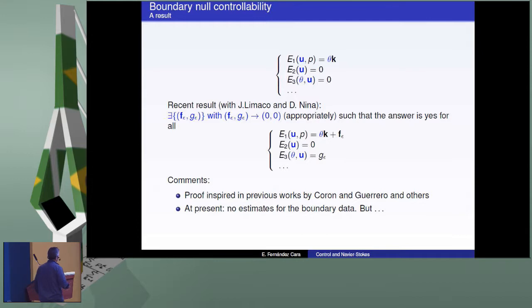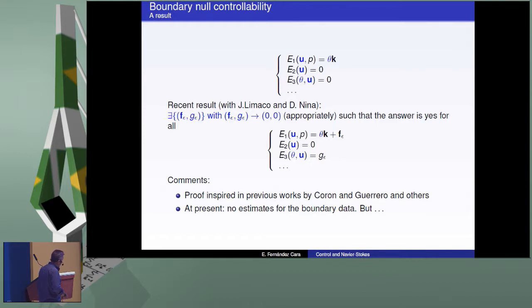So recently, we have obtained something that does not give a definitive answer to the problem, but it is, in my opinion, a good partial response to it, in collaboration with Juan Límaco and Dani Nina, who is a doctoral student. In fact, he defended his thesis last week in Niterói, in Brazil. In collaboration with them, we have got the following result. There exists a family, a sequence, f epsilon, g epsilon, of forces that we can put here and here, a sequence of forces that converge to zero in an appropriate sense, such that for each of these problems, the answer is yes.